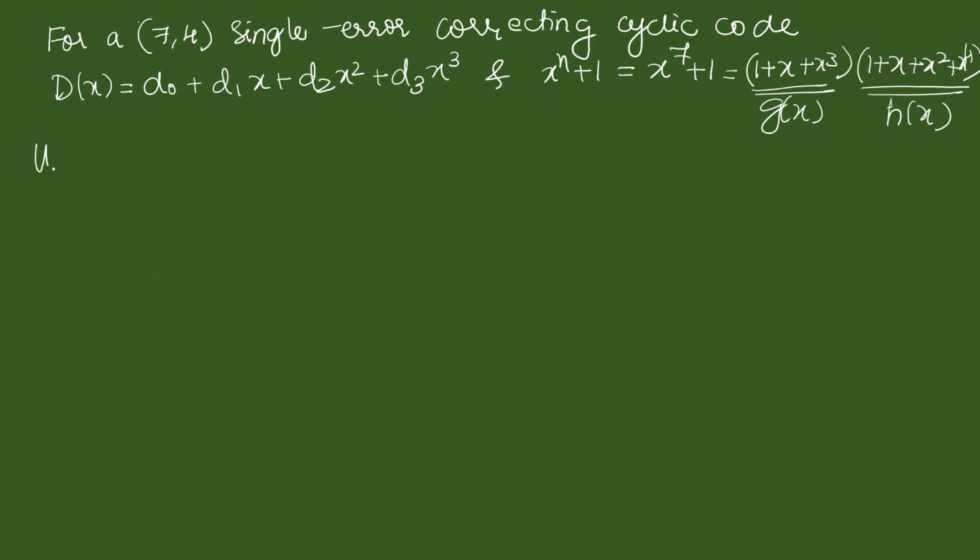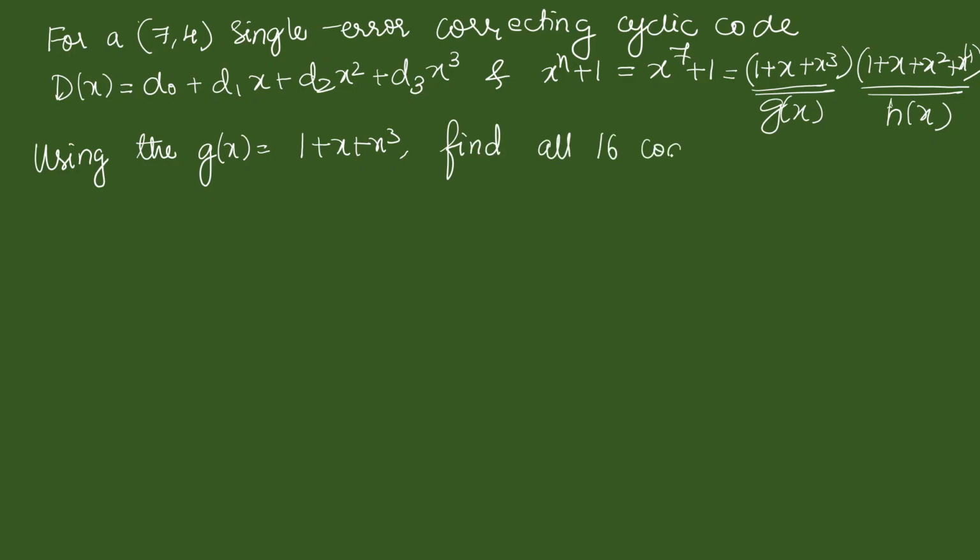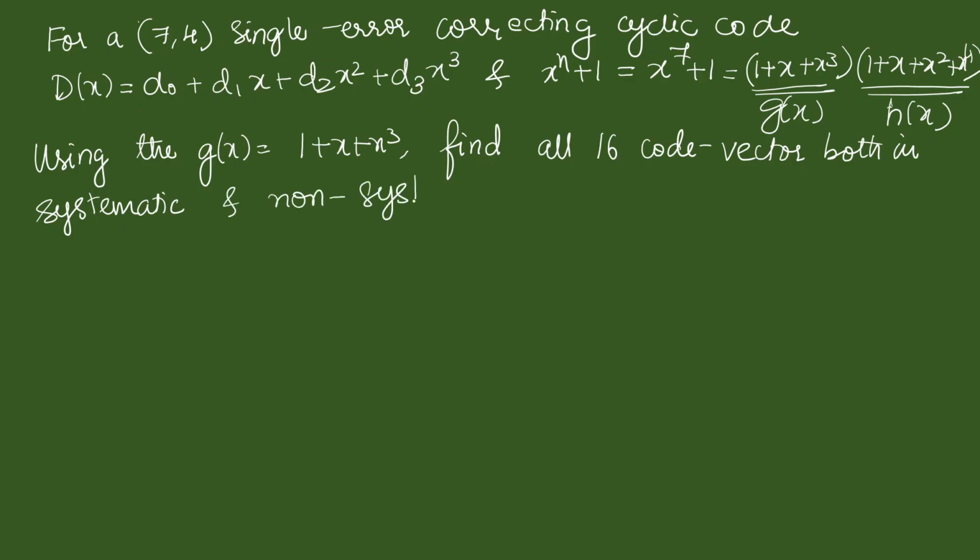So for this, they have given the generator polynomial. Using the generator polynomial called g of x, which is 1 plus x cube, find all 16 code vectors, both in systematic and non-systematic form. If you do this, you will get to know what is the difference between systematic and non-systematic form. So we will be considering only one example to do over here.